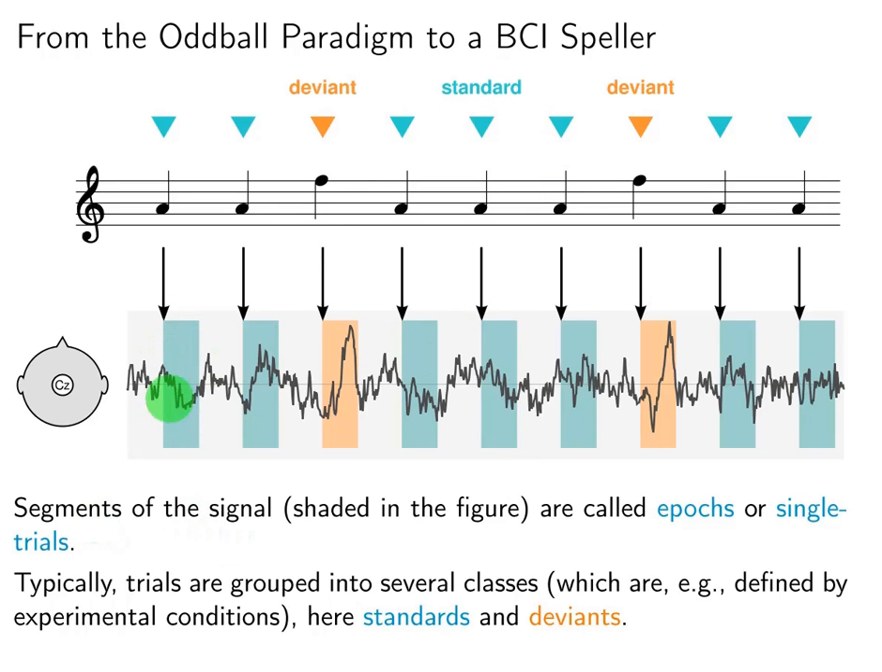Okay, so here are the segments of the EEG signal shaded. Usually this shaded area is around 600 milliseconds. We call them epochs or single trials in the EEG field or BCI field. And then these trials are grouped into several classes defined by stimuli or standard. So two classes in this case, one class versus another class. We can visually see that, look, there is an increase in the amplitude. This is one example of a single trial P300 waveform.